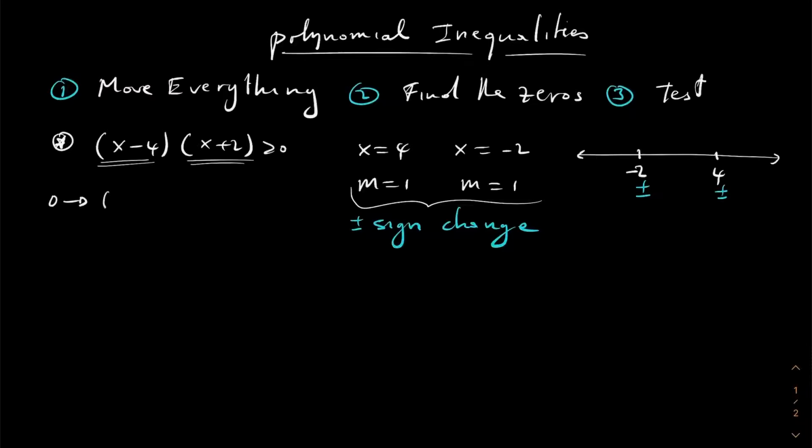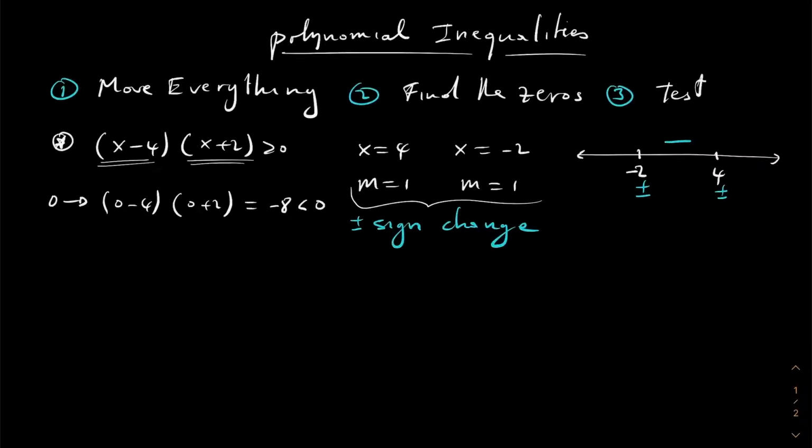If I do that, I'm going to get (0 minus 4) and then (0 plus 2). If you multiply these two together, you're going to get negative 8, which is negative, which means that it does not satisfy my inequality. And so for that, I'm going to go ahead and put a negative here between negative 2 and 4, because that's where the 0 test point is coming from.